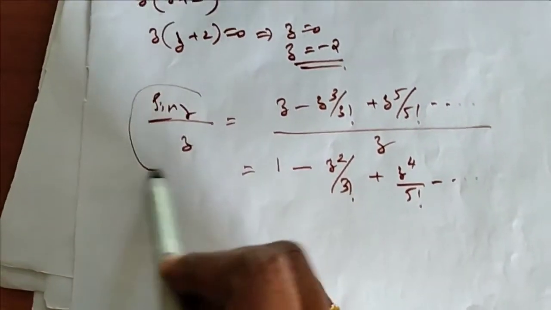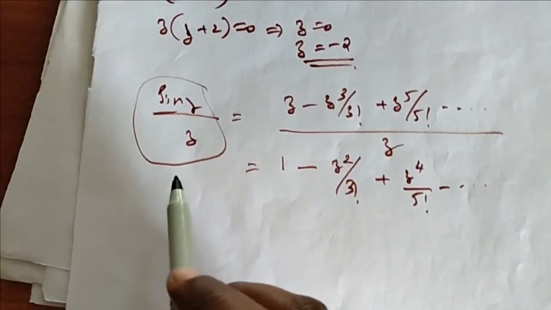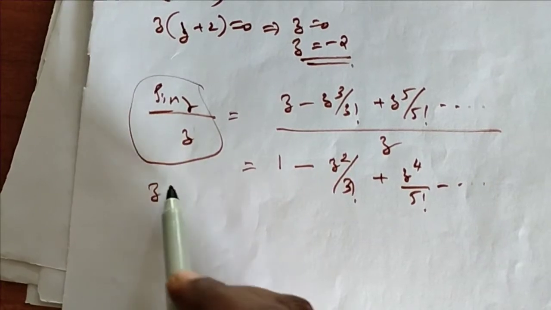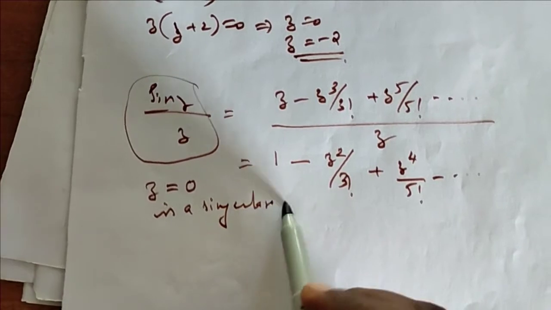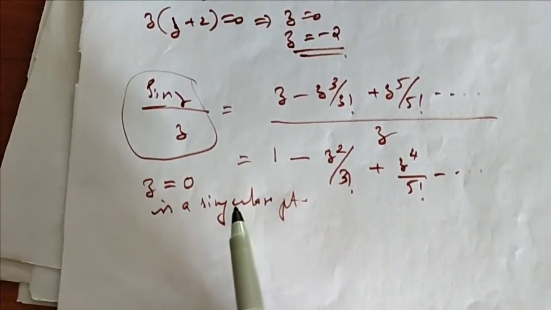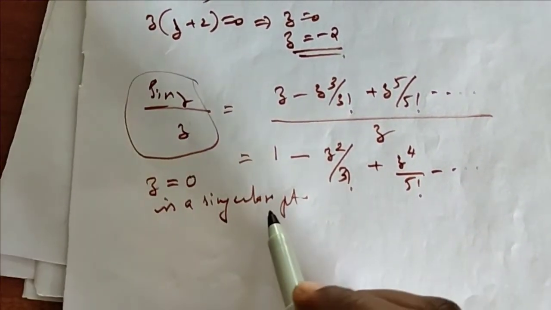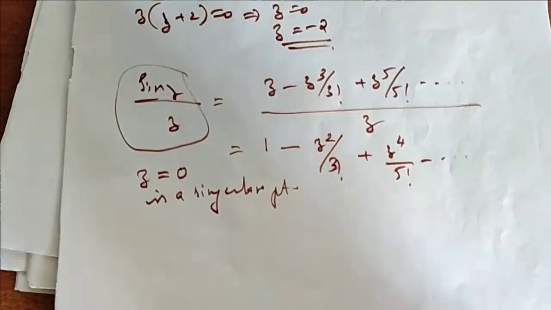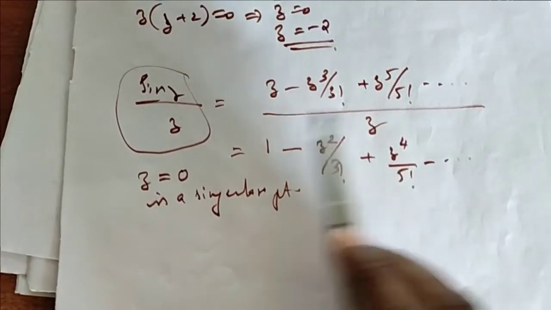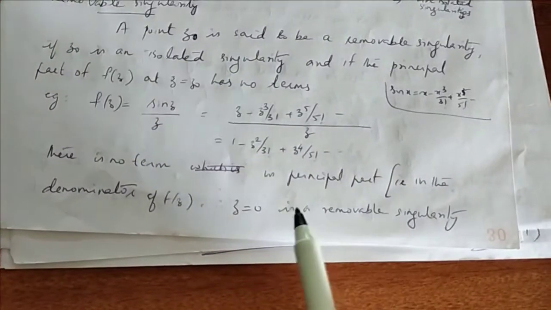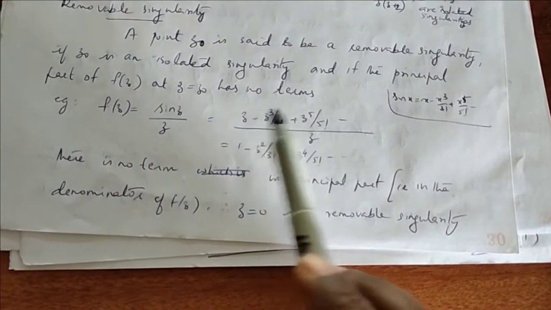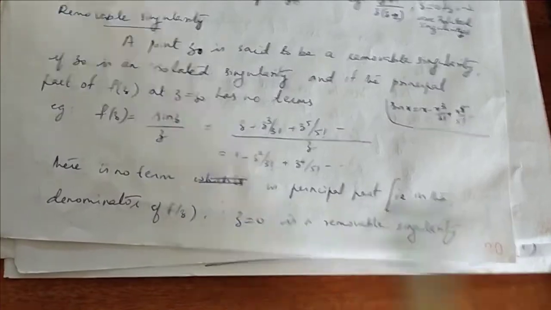But if you look at sin z by z, we will feel that the denominator is equal to 0, so z is equal to 0 is a singularity. It is correct, it is a singular point. But what type of singularity is that? It is a removable singularity, which can be obtained by looking at the expansion. There is no term in the principal part of the Laurent series expansion of f of z. So that is a removable singularity.